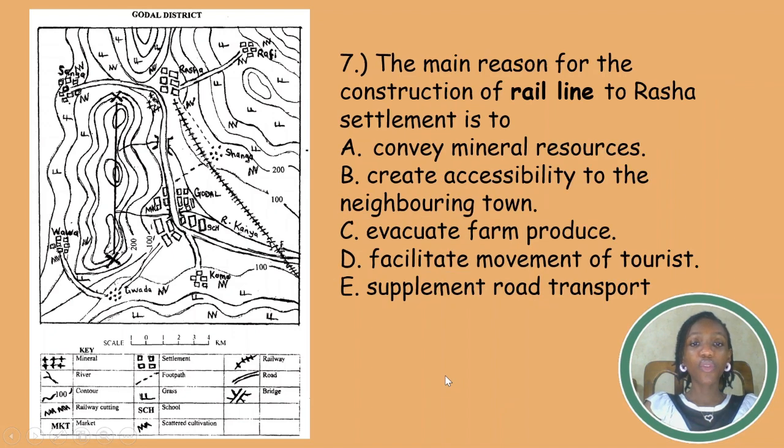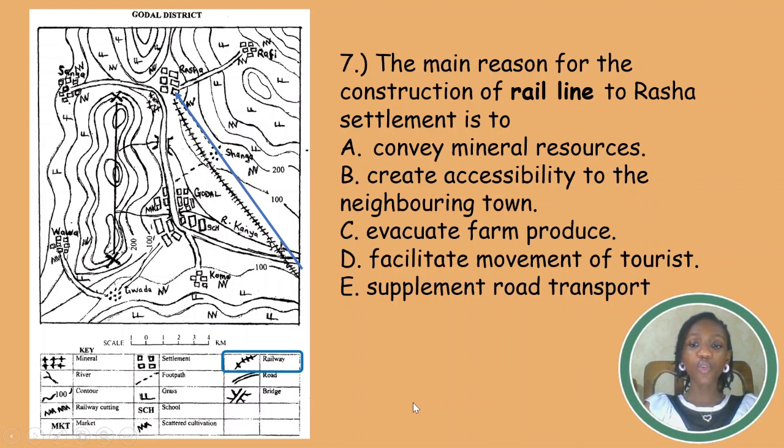The main reason for the construction of the rail line to Russia settlement is to, firstly, we need to identify what railway the question is asking about, and that will be solved by looking at the key of our map. At the bottom, we can see the railway and its symbol here, and we can see a very long railway line on the map. Now, the function of this railway is not some fact that you have to know. By looking around the railway, you can easily determine its function.